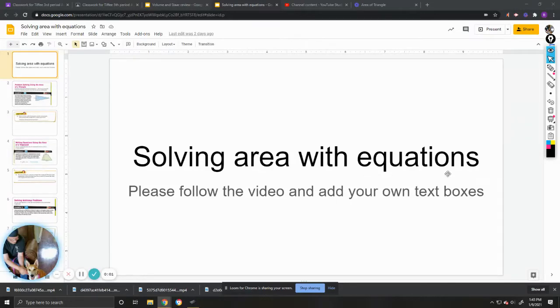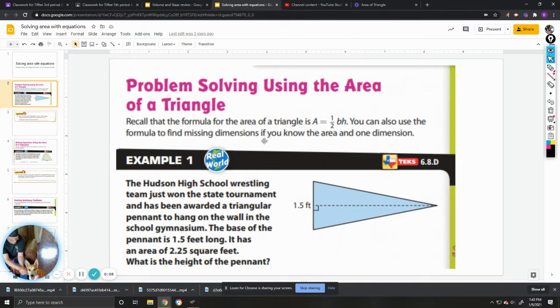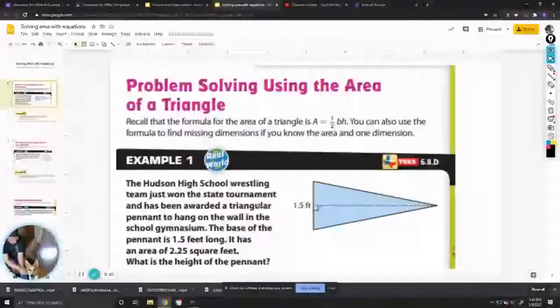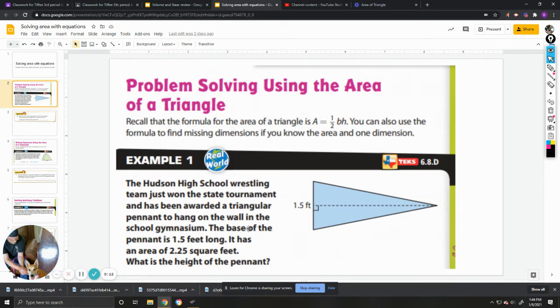Alright, so we're going to be solving area with equations. Basically that just means we're going to be working backwards. So first thing we're going to do is look at a triangle. The Hudson High School wrestling team won the state tournament and has been awarded a pennant to hang on the wall. The base of the pennant is 1.5 and it has an area of 2.25 square feet. What's the height? So you're missing the height.